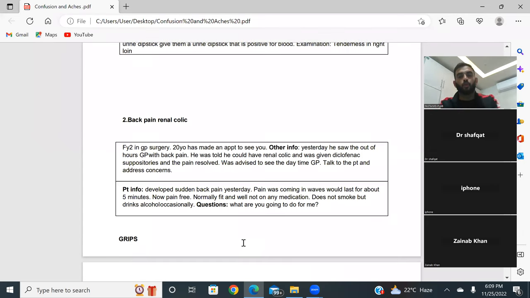Okay, so these are two different scenarios of the same nature. The problem is that both are renal colic, but where you are and what symptoms the patient is having are important over here. Developed sudden back pain yesterday. Pain is coming in waves. Would last about 4-5 minutes. Now he's not having pain.